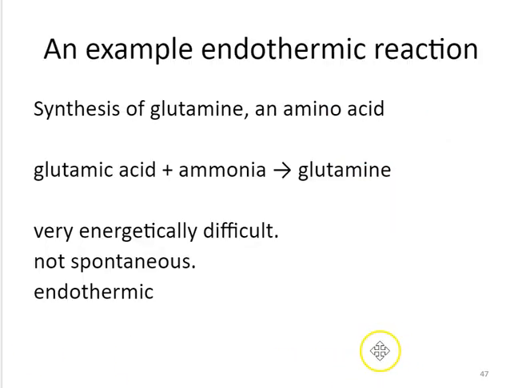In contrast, in cells, there are a lot of endothermic reactions. An example of that is the synthesis of glutamine, which is an amino acid. One of the ways glutamine can be synthesized is to take glutamic acid, another amino acid, add ammonia, NH4, and convert them to glutamine. This is something many cells need to do. However, it's very energetically difficult. It is not spontaneous.